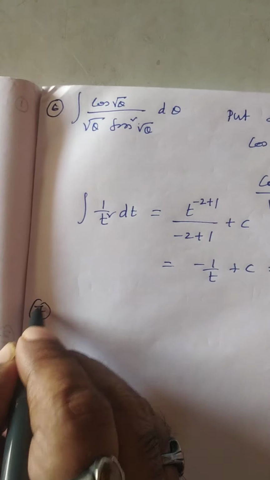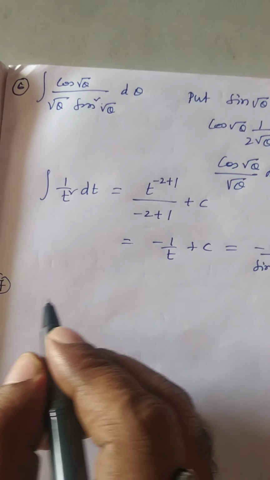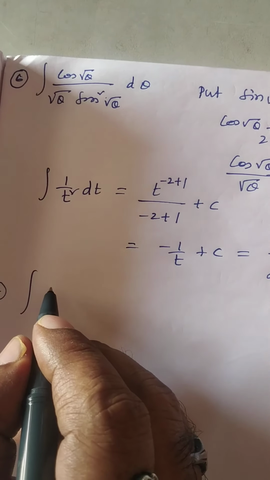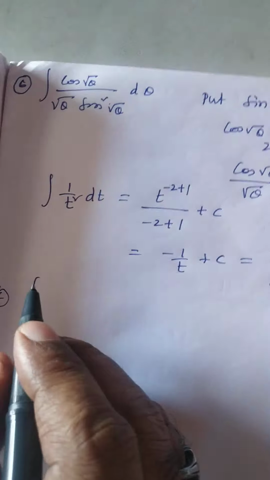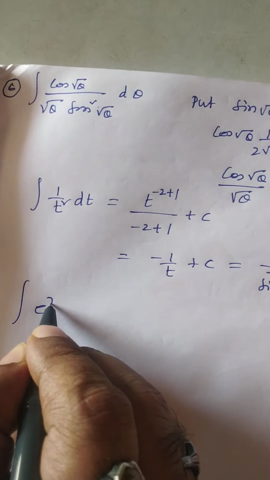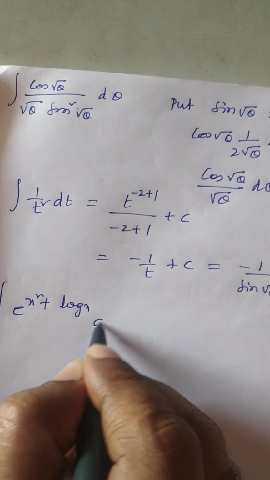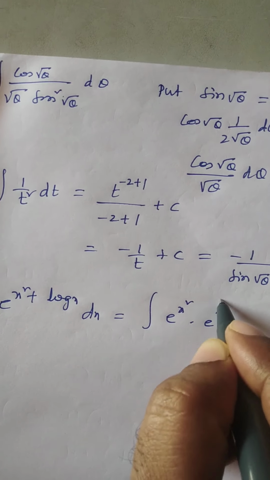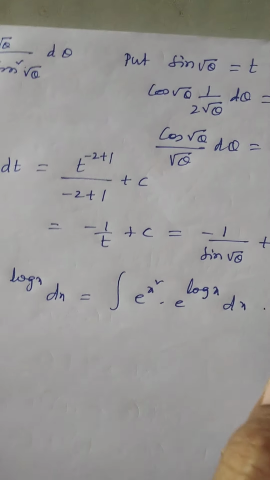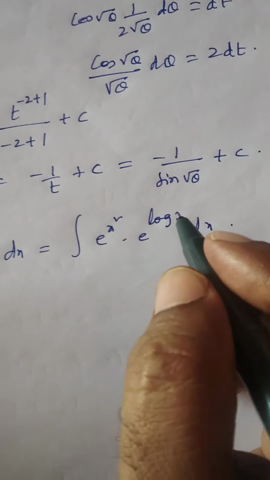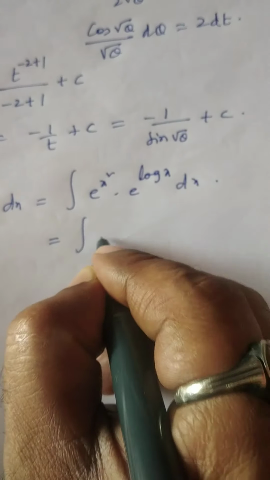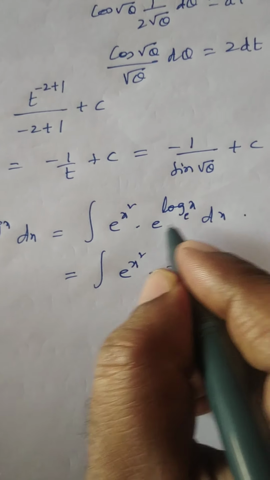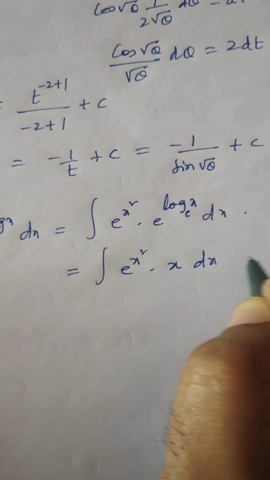Coming to question number 7. Integration of e power x square plus log x dx. Here this is equal to integration of e power x square into e power log x dx. So here this is nothing but what? Integration of e power x square into, this is nothing but what? x only, no? Here base will be e, so this value will be equal to x dx.